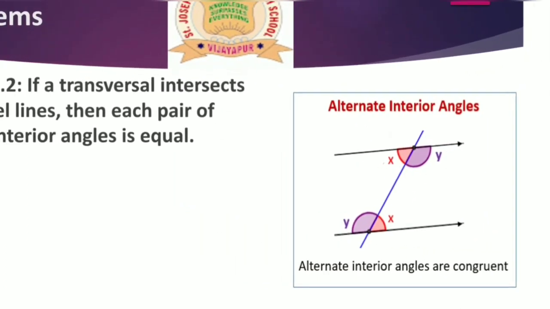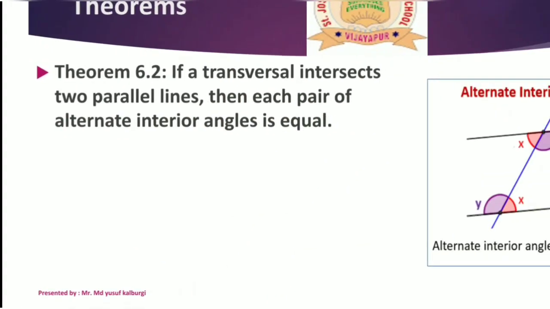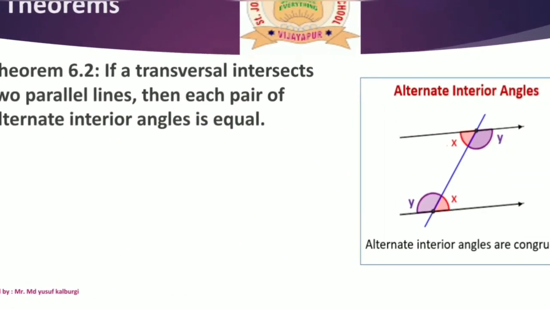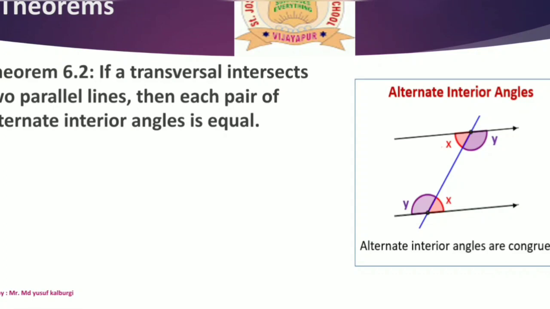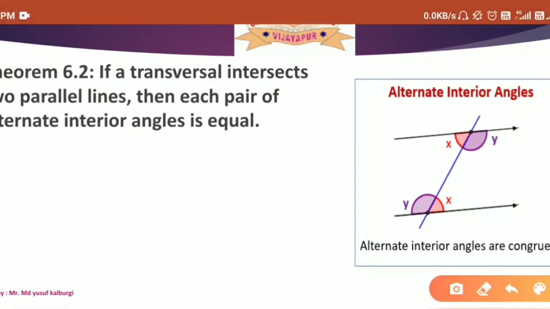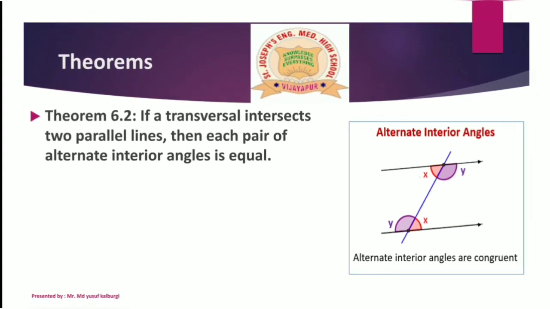So remember this one. If a transversal intersects two parallel lines, then each pair of alternate interior angles is equal. They are equal only when the lines are parallel. Okay, angle x is equal to angle x, that is the alternate interior angle, and angle y is also equal to angle y. Now let's move to the next theorem, that is 6.3.